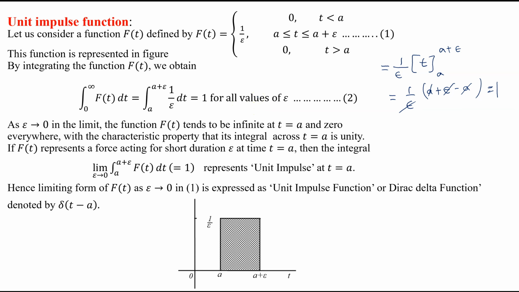Now, the limiting form of f of t. How can you define this unit impulse function? It is the limiting form of this function f of t as epsilon tends to 0.